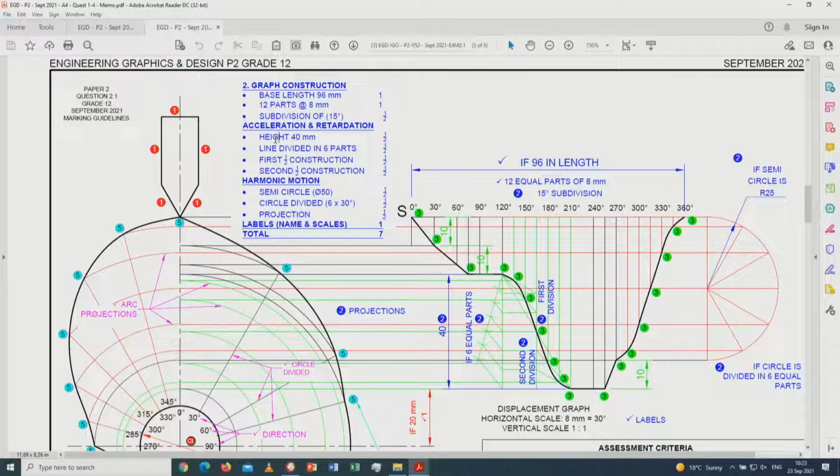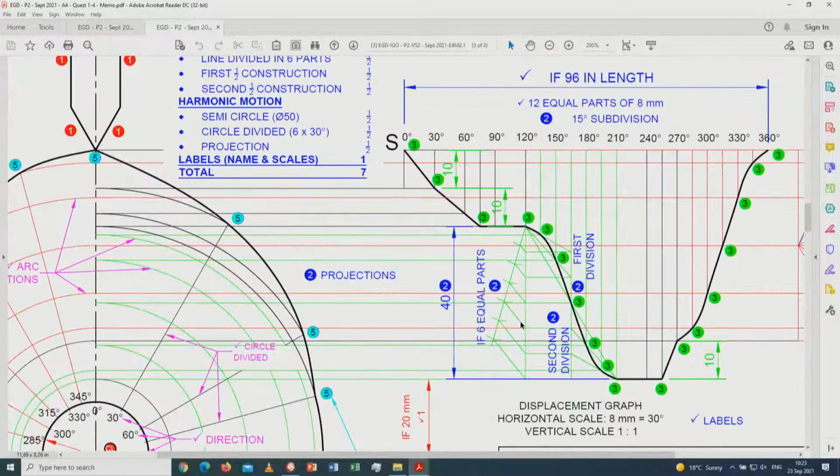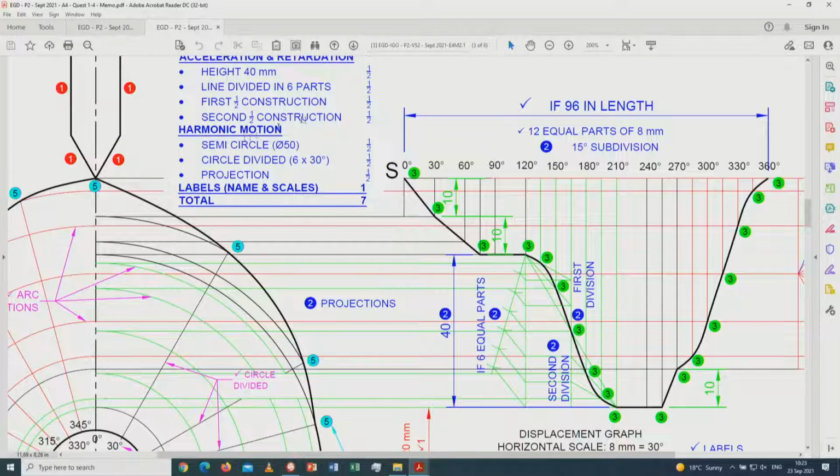All right, so then the height of this part is this 40 millimeters we set, and then also the line divided into 6 parts. In other words, this line should be divided into 6 parts. If the line is divided into equal 6 parts, in that case, you can get the half a mark for this divisioning of the line itself. So, line division in 6 parts.